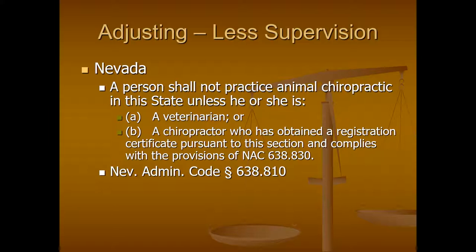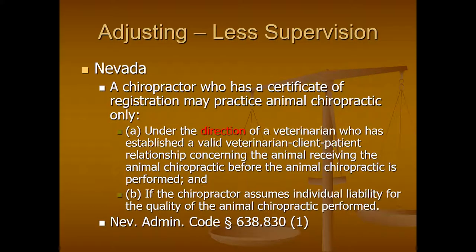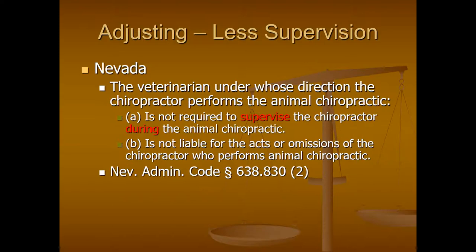Some states have adopted regulations that seem to provide a little less supervision. Nevada provides that animal chiropractic cannot be practiced except by licensed veterinarians or chiropractors who are registered with the Nevada board. The chiropractors who are registered may practice animal chiropractic only under the direction of a veterinarian, and only if the chiropractor assumes liability for the quality of the animal chiropractic performed. Now note that's different from the rule in New Mexico, which says the veterinarian providing the supervision has to assume liability for the quality of the care. But in this case, in Nevada, the chiropractor is actually responsible for the quality of that care.